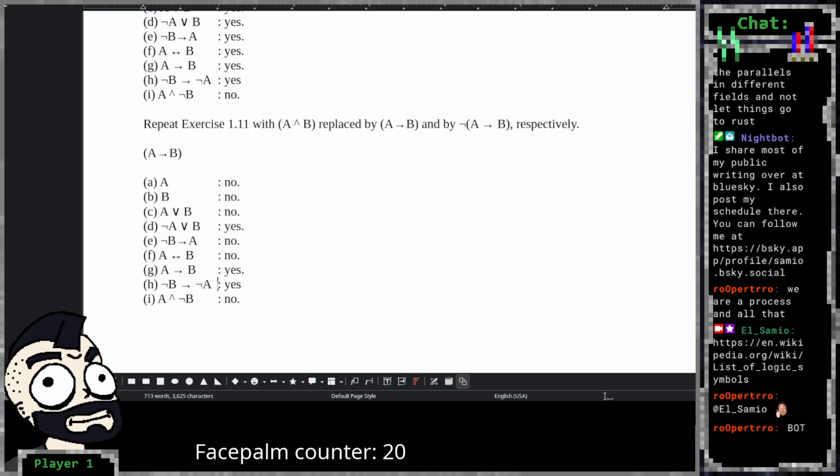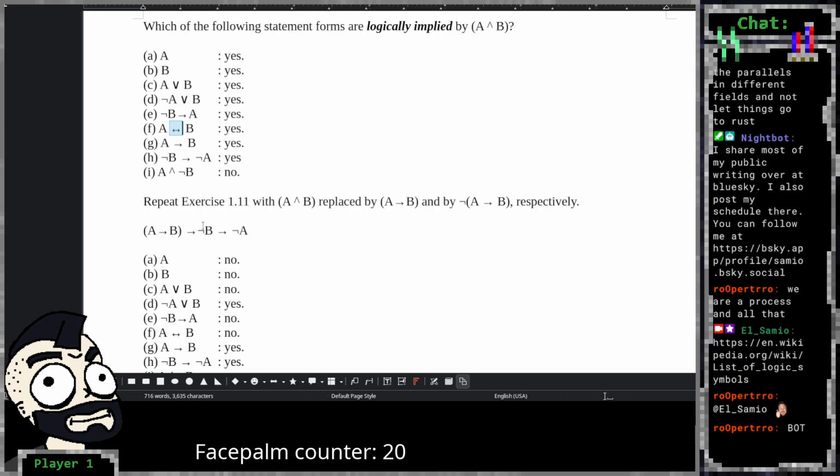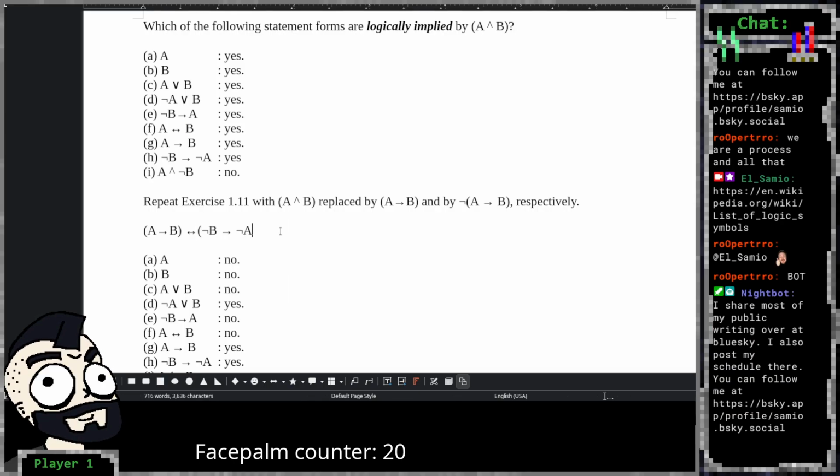Not B implies not A? Yes. This is the contraposition of this. In order to prove this, I think I pretty much have to do the truth table. I'll do it. In fact, why am I even doing it like this? I can prove something stronger. I can prove contraposition.